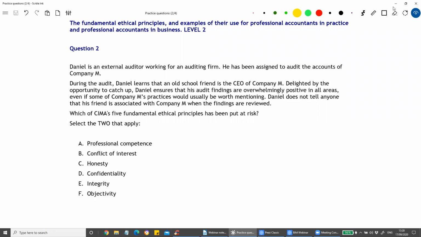Okay, so which of CIMA's 5 fundamental ethical principles has been put at risk? Okay, so we've got the 5 fundamental ethical principles, and we're looking for one that's at risk. And this question is a multiple response question. A multiple response, as you can probably guess, means that we're looking for more than one answer. And in this case, we're looking for 2 areas where the 5 fundamental ethical principles have been put at risk. Okay, so now we know what we're looking for. We can have a quick look down at the answers.